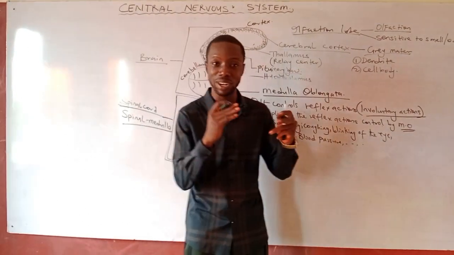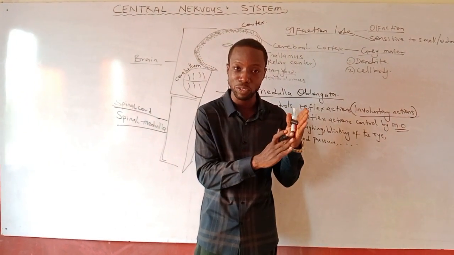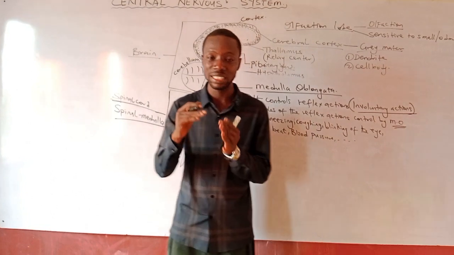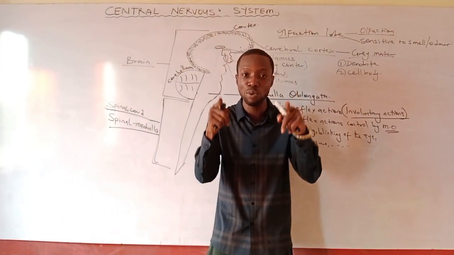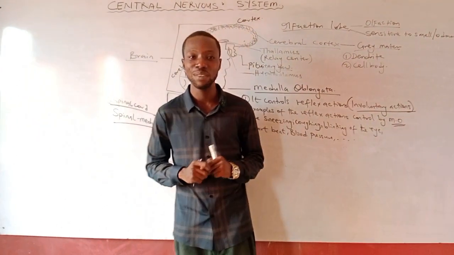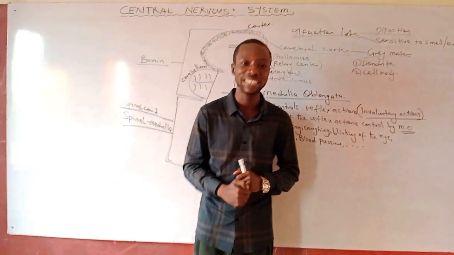Remember, the name is medulla because it is the innermost part of the brain. Then the other part, oblongata, is because of the shape. The shape is oblong, hence the name medulla oblongata.